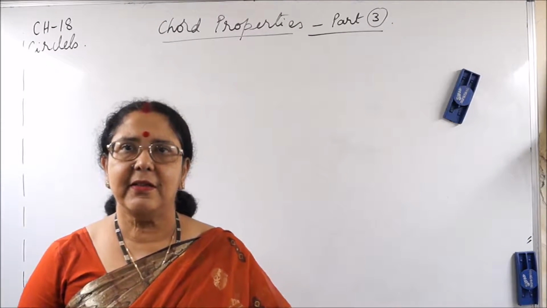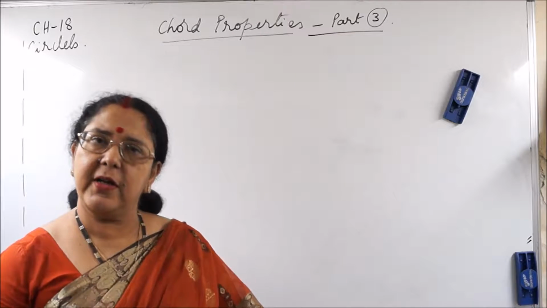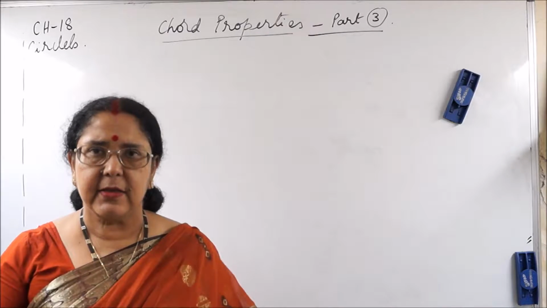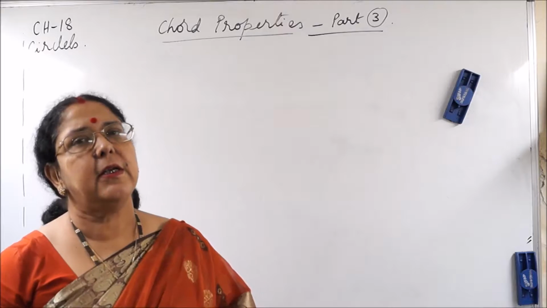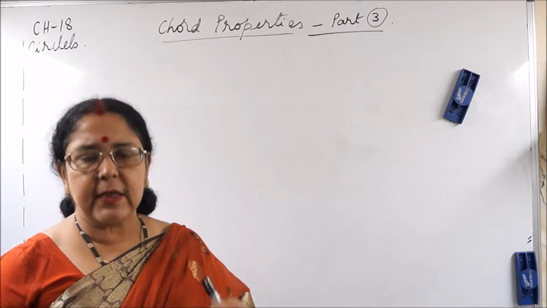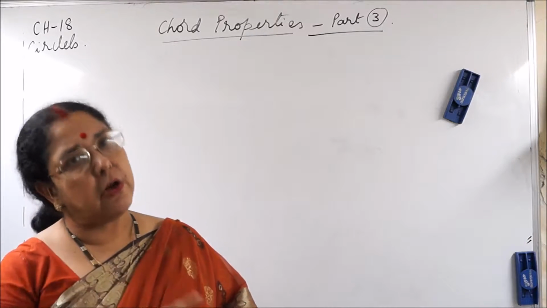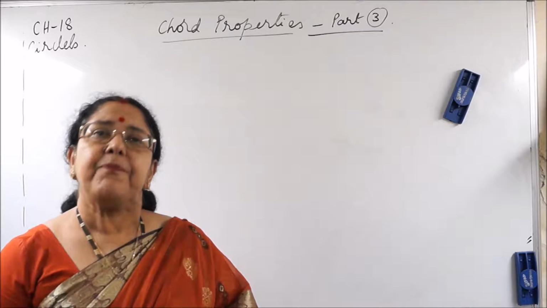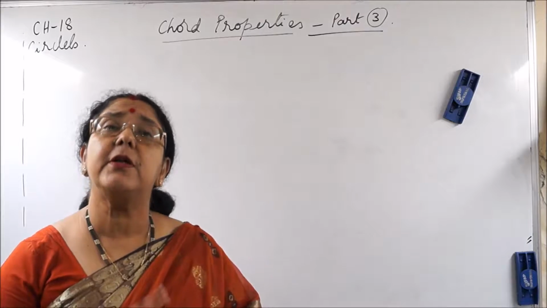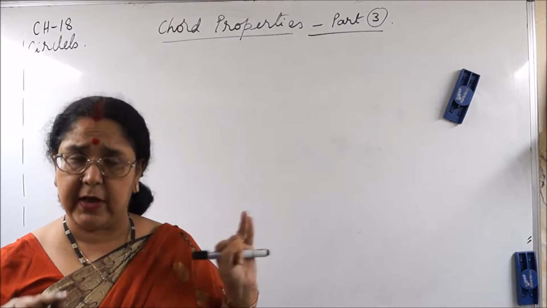Now let us start. Let us continue the chord properties. In parts 1 and 2 we have finished two theorems. Let me again revise. In part 1 we learned that the straight line drawn from the center of a circle bisecting a chord is perpendicular to it. In part 2 we learned the converse of the previous one, that is, the perpendicular drawn from the center of a circle to a chord bisects the chord. That is what we have learned.